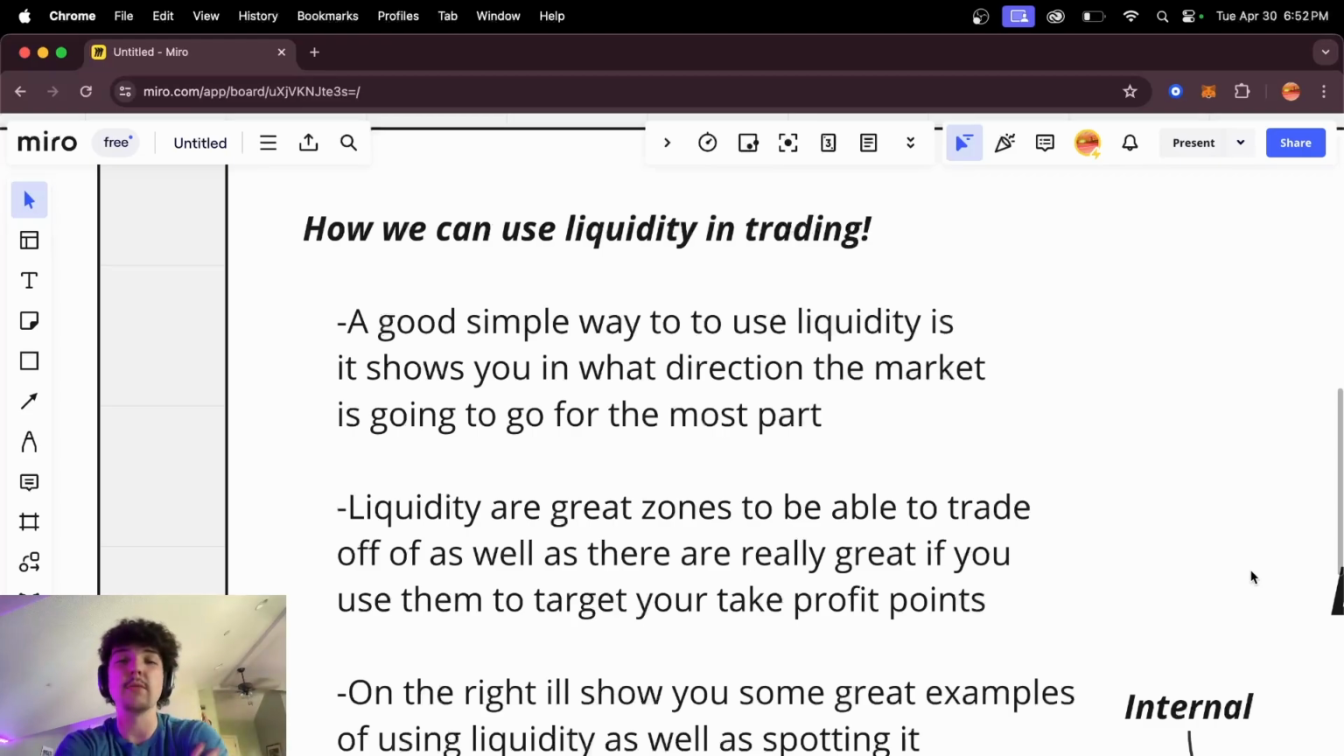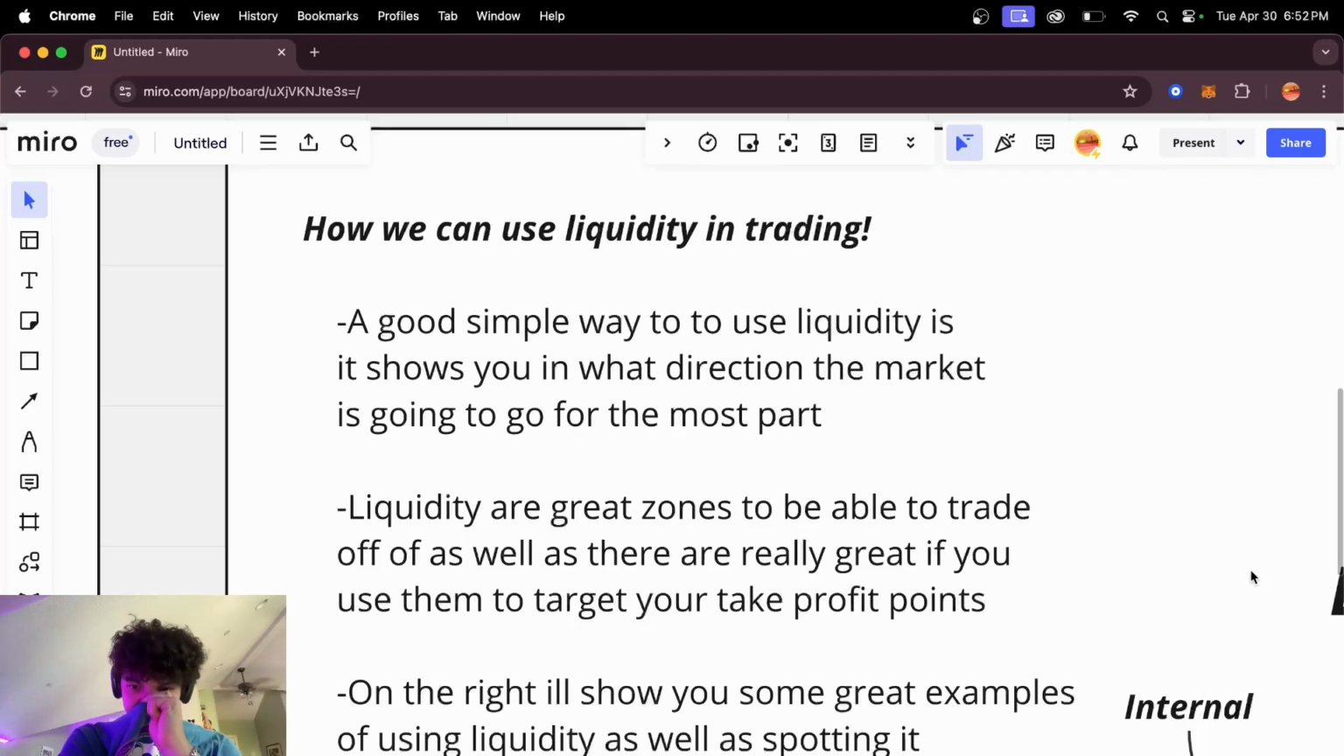You don't even want to be trading those days, but you also don't want to be looking for liquidity in those zones because it kind of just does whatever it wants to. It doesn't necessarily follow the algorithm exactly, which is okay. That just happens. So liquidity are great zones to be able to trade off of, as well as they are really great if you use them to target your take profit points.